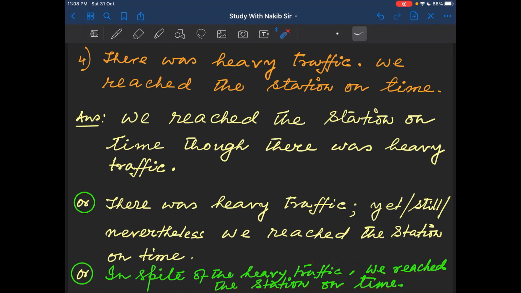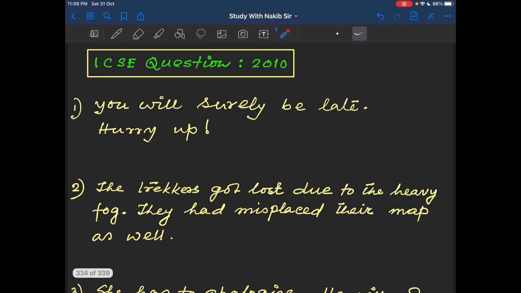So you can join these two sentences this way or this way or this way. This is a complex sentence when you use though, and this is a compound sentence when you use yet, still or nevertheless, and this is a simple sentence when you use in spite of. Okay, now come to the next question.